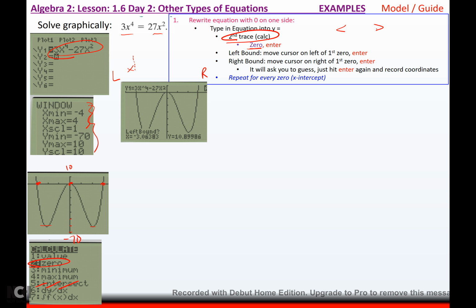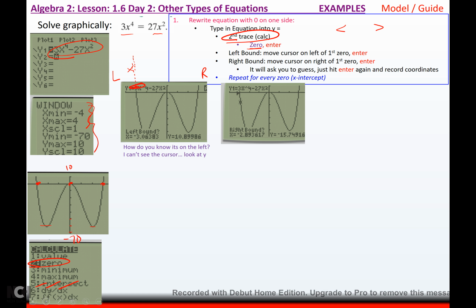And then you're just going to start moving it. You're going to use your right arrow key so it'll come down, and you're going to get close to the 0, but you're not going to touch it. So you're going to stop about right here and hit enter. Then once you hit enter, it's going to say right bound, okay? And oh, look at this one. The cursor's up here. But how do you know it's on the left? I can't see the cursor. Well, look at the y value. -3, 10. That means I'm over here at -3 all the way up at 10. I can't see it because my window isn't going that high. But I know I'm on the left. I know that I'm above the x-axis at this point.